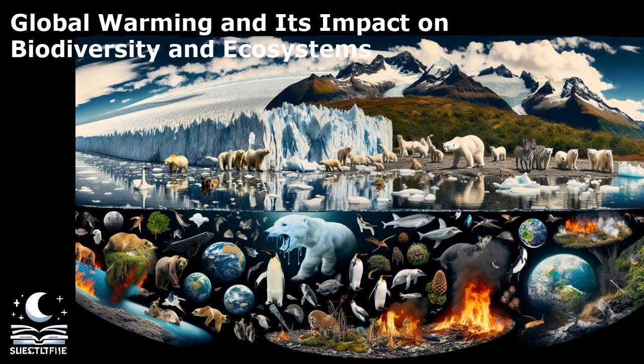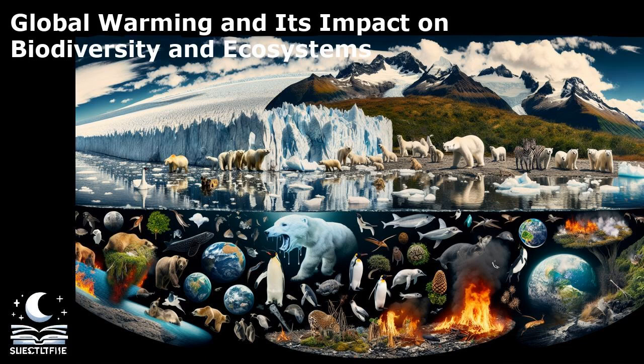In 2019, the Amazon experienced a record number of wildfires, with over 70,000 fires burning across the region. These fires not only release large amounts of carbon dioxide into the atmosphere, but also destroy vital habitats for countless plant and animal species. The loss of biodiversity in the Amazon has significant implications for global climate regulation and the provision of ecosystem services. Protecting and restoring ecosystems is essential for mitigating the impacts of global warming and preserving the rich tapestry of life on Earth.